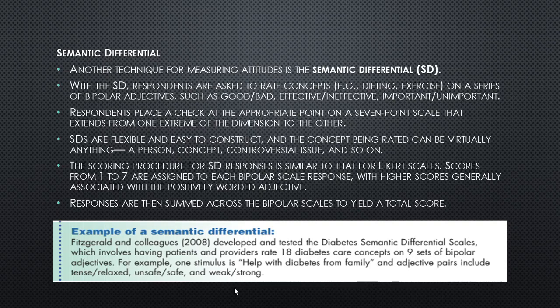An example of this is Fitzgerald and colleagues, who in 2008 developed and tested the diabetes semantic differential scales, which involved having patients and providers rate 18 diabetes care concepts and 9 sets of bipolar adjectives. For example, one stimulus was help for my diabetes from family, and adjective pairs included tense or relaxed, unsafe or safe, or weak or strong.